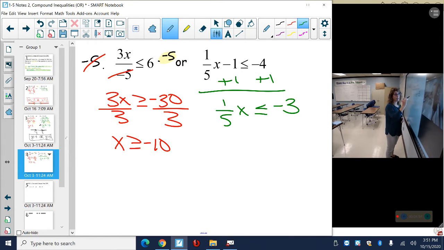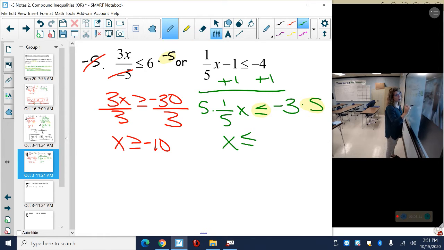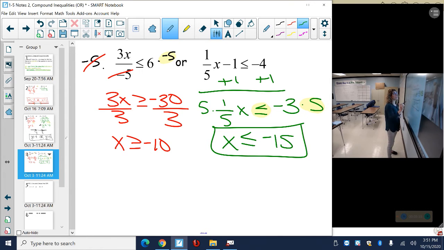How do I get rid of the 5? Multiply both sides by 5, right? So that gives me x is going to be... Do I flip the sign? Well, I have to look at the symbol. The symbol is less than, so I look at what I multiplied by, and I multiplied by positive 5. So no, I do not flip the sign, and I have x is less than or equal to negative 15.